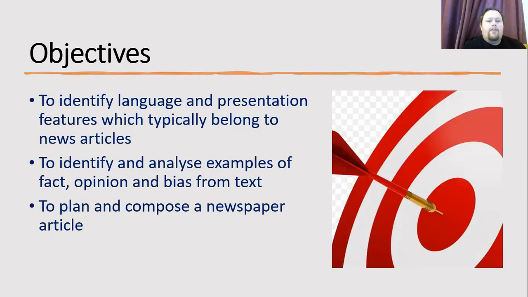So what's our objective today? We're going to identify language and presentation features which typically belong to newspaper articles. We're going to identify and analyze examples of fact, opinion, and bias from text. And we're going to plan and compose a newspaper article as well. So that's the aim of today's lesson.